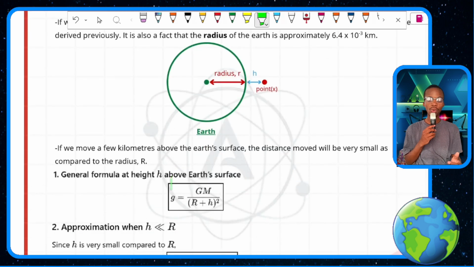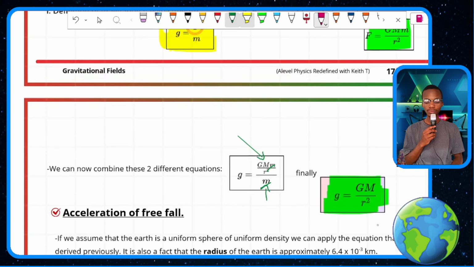Let's assume you want to move a few kilometers above the Earth's surface. So you're at this point over here, and you want to move to this point over there. What's going to happen is you're going to move a certain distance h, and that distance h is going to be the additional distance that you're going to move. So remember, this value of r, which we have over here, measures from the center of the object to where the mass that you want to find its force is at.